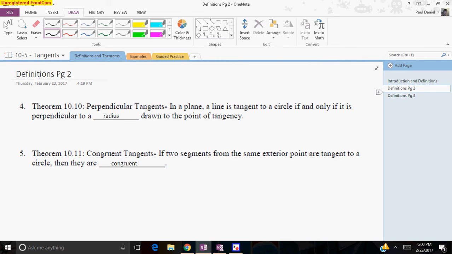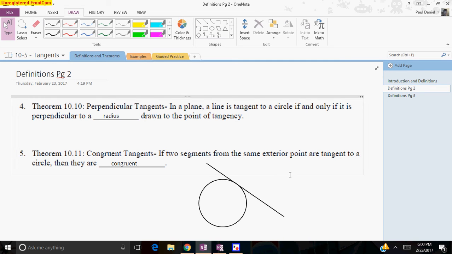Okay, let's talk about some more of our things. We're going to talk about a couple theorems now. In a plane, a line is tangent to a circle if and only if it is perpendicular to a radius drawn at that point of tangency. So I'm actually going to draw a little circle here. All right, and here is a little tangent line.